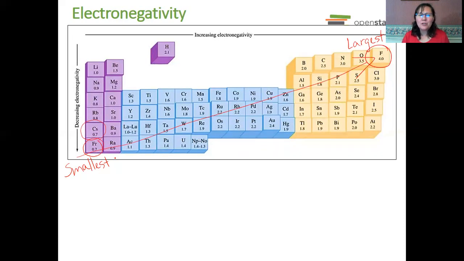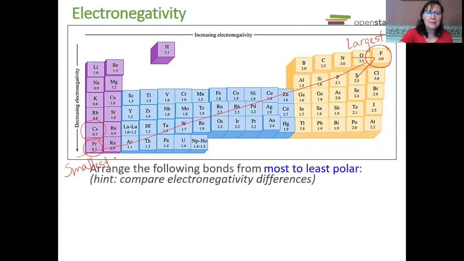So right now, mostly with electronegativity, we're thinking and talking about covalent bonds. All right, so let's take a look at some options. It says, let's arrange the following bonds from the most polar to the least polar. One kind of nice, easy way to do that is to think about them in terms of their electronegativities.